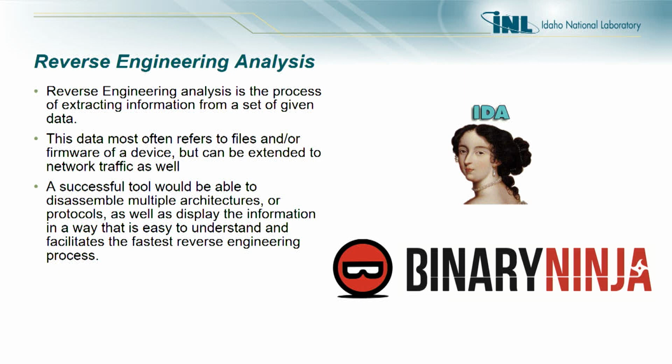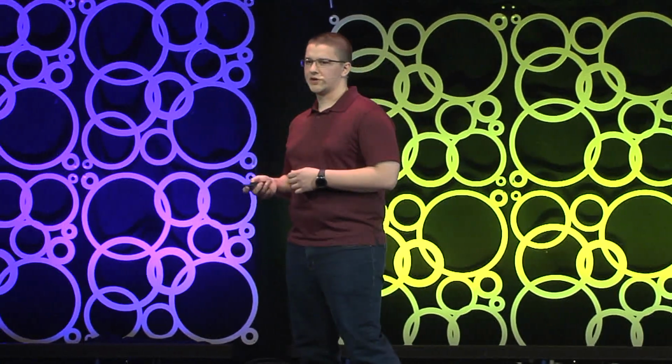And finally, we have reverse engineering analysis. Reverse engineering is the process of extracting information given some set of data. This data often refers to files or firmware from a device, but can be extended to network traffic as well. So a successful tool is going to be able to disassemble multiple architectures or protocols, as well as display the information that aids the analyst in reducing the amount of time spent reverse engineering. Some great examples of binary reverse engineering tools are IDA Pro and Binary Ninja, and when you move into protocol reverse engineering, you have Wireshark and Netzob.